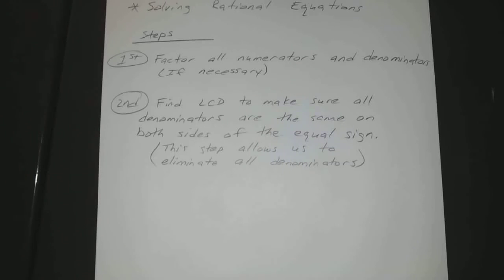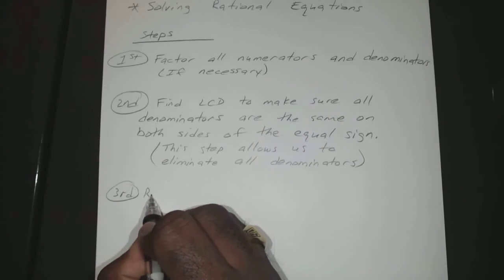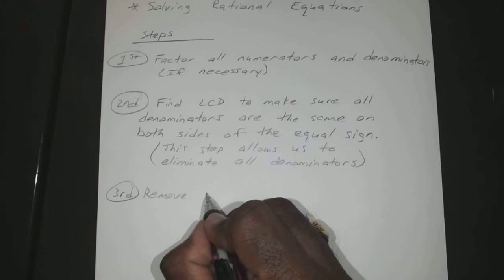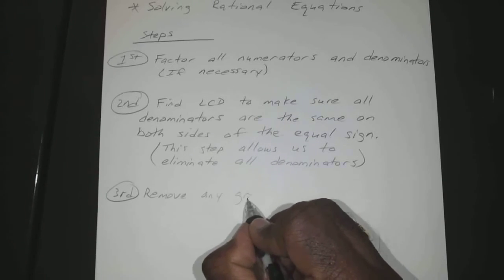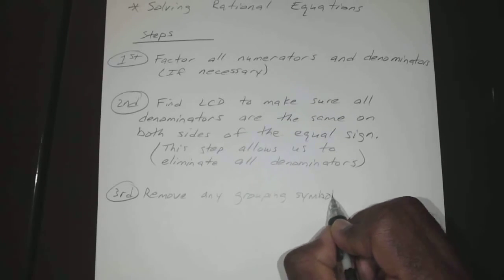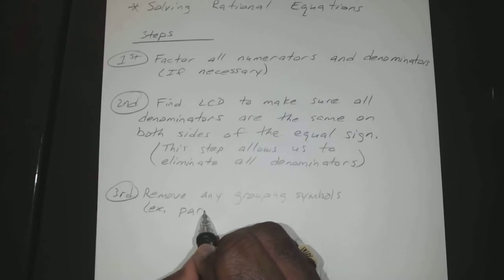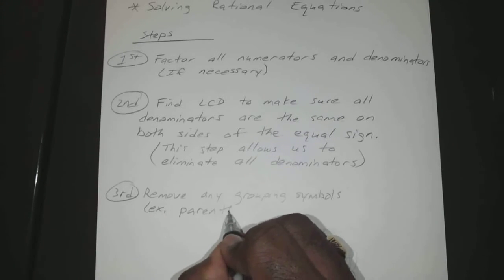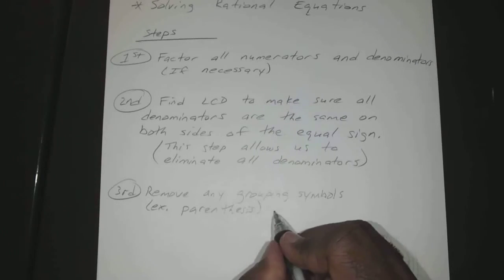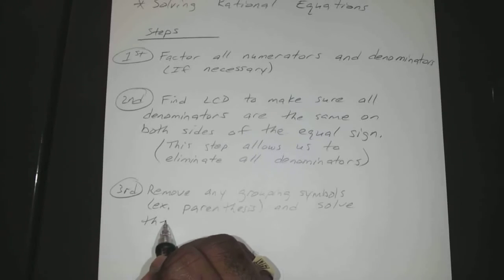Third step is now you want to remove any grouping symbols, all parentheses or anything like that, and solve the equation. Any grouping symbols, for example, parentheses or brackets, and solve the equation.